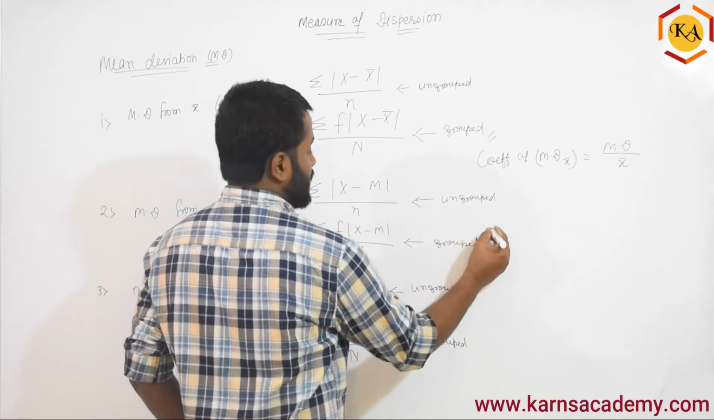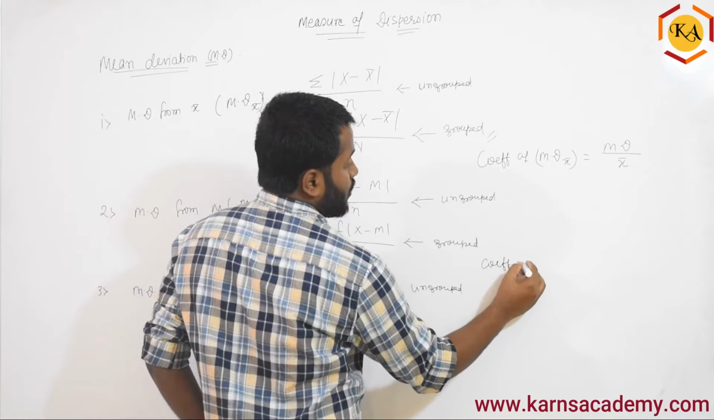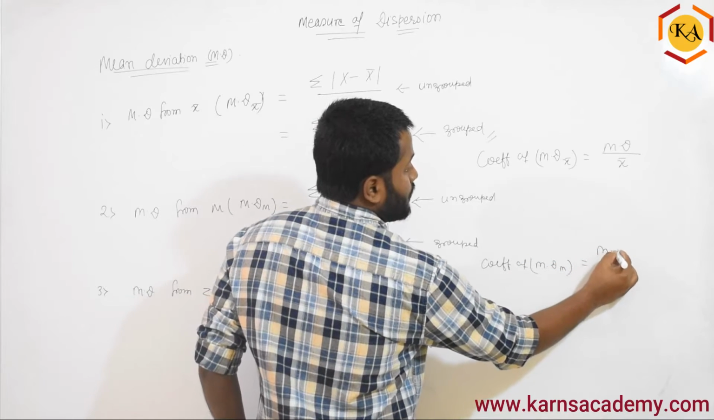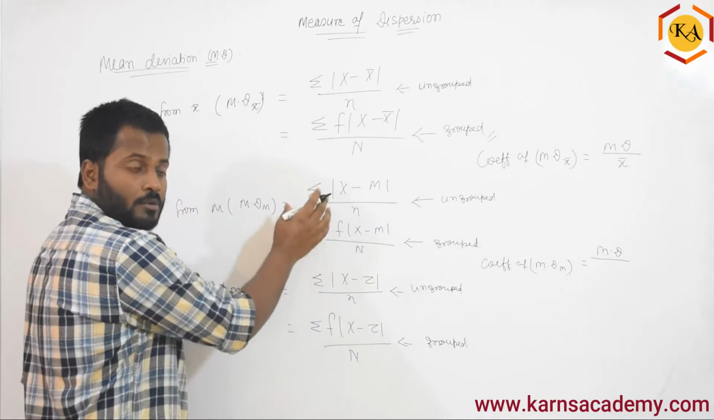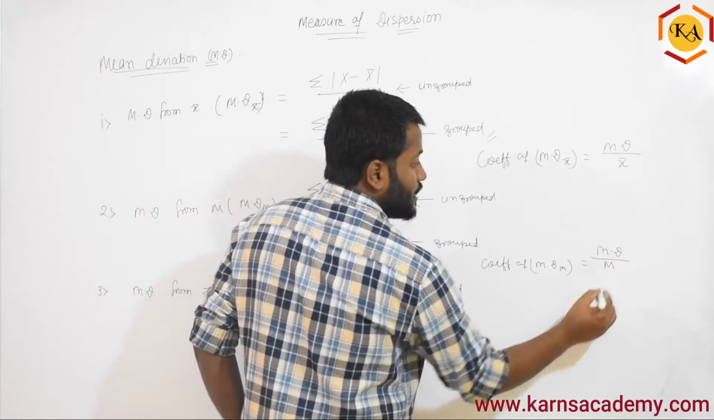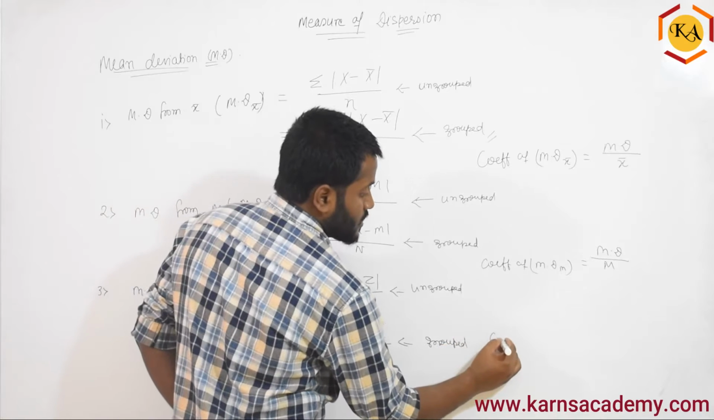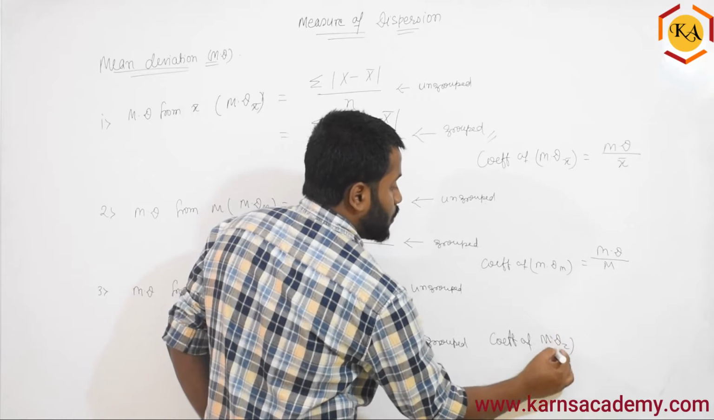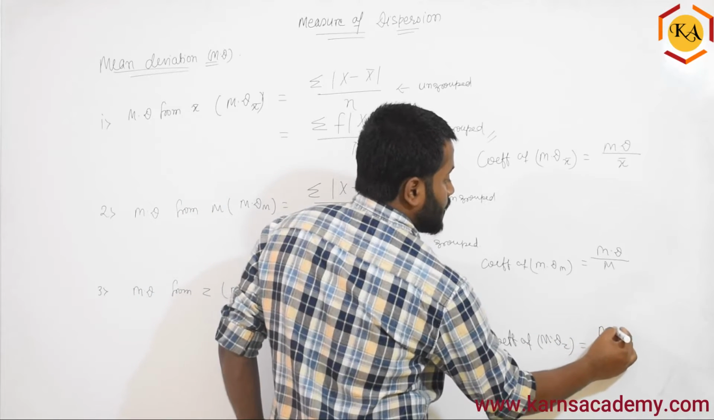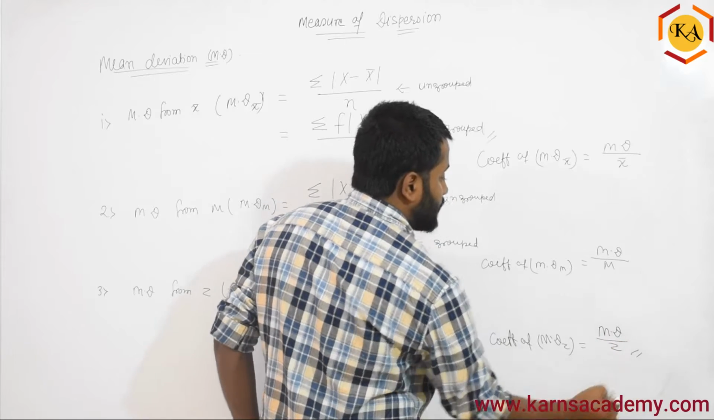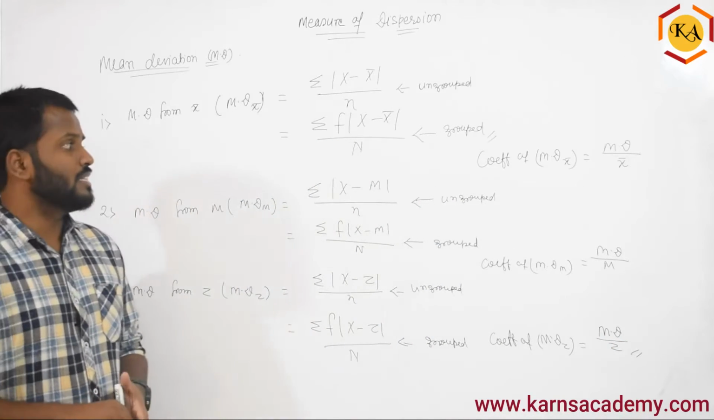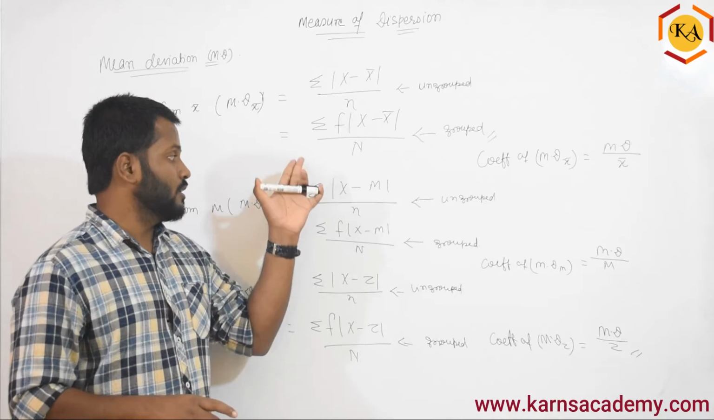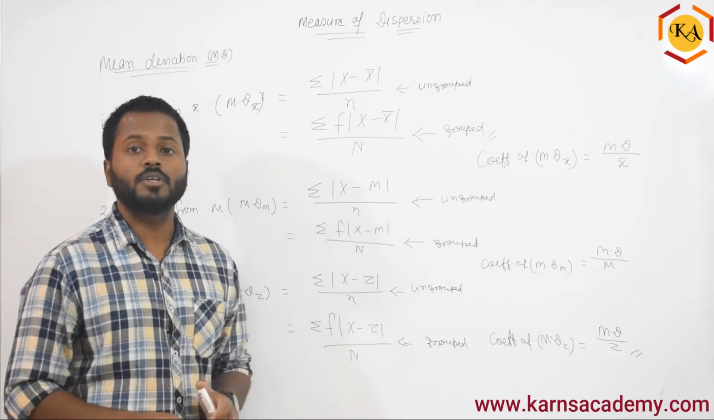Whatever mean you have, you divide, you will get the coefficient of mean deviation from mean. At the same time, for the coefficient of mean deviation from median, you are going to divide the mean deviation result, whatever you have obtained, by the median. And at last, for the coefficient of mean deviation from mode, it is mean deviation divided by mode. Right? So these are the formulas for mean deviation from mean, median and mode, and these are the formulas for the coefficient.